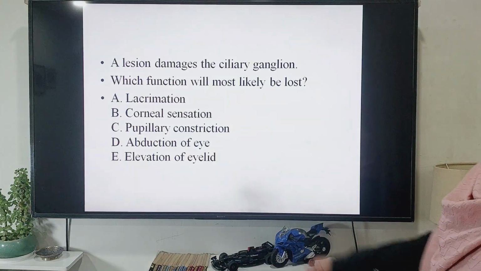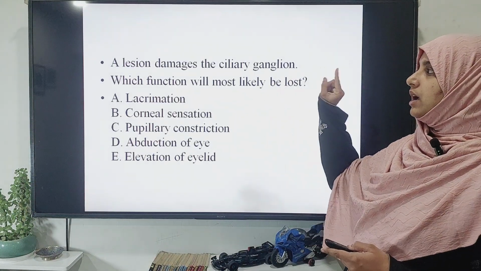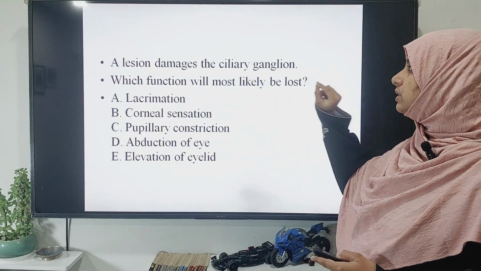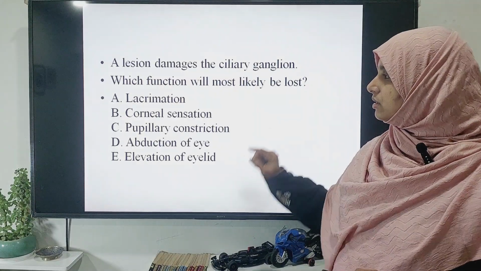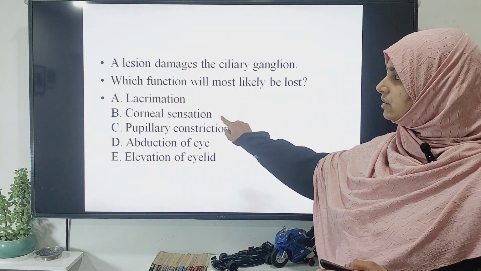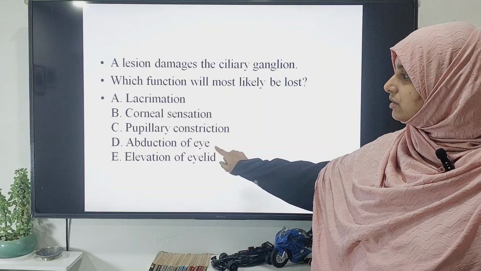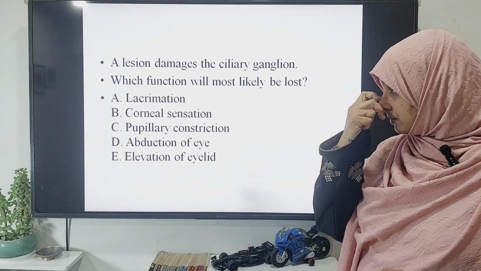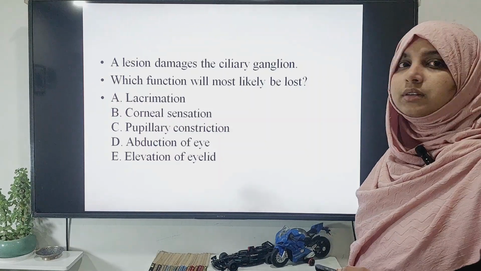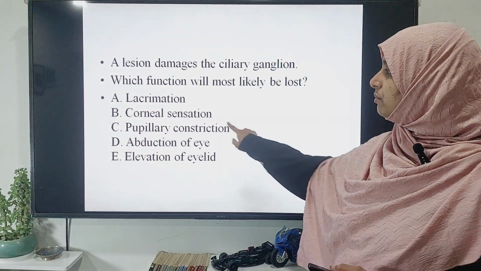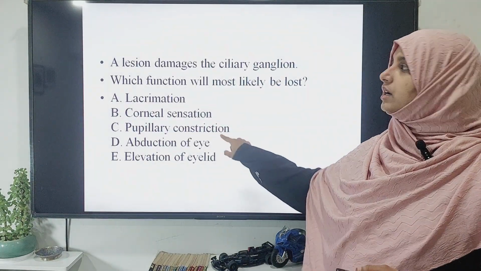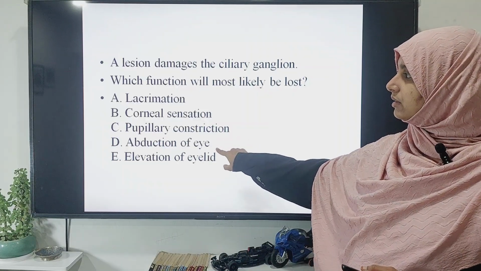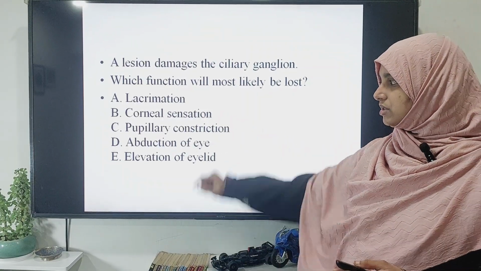Now you tell me, a lesion damages the ciliary ganglion, which function will most likely be lost? Is it lacrimation, corneal sensation, pupillary constriction, abduction of the eye, or the elevation of the eyelid? Yeah, with the ciliary ganglion, pupillary constriction might be affected. In fact, there can be some loss of corneal sensation also.